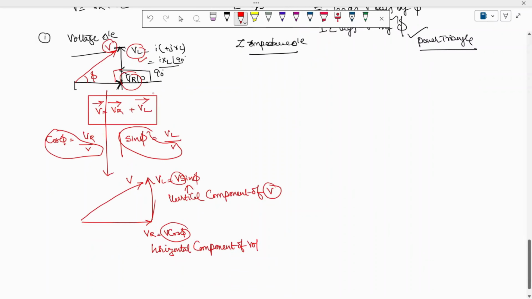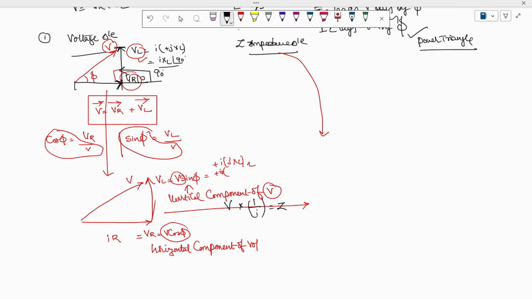So from this voltage triangle, we need to draw the impedance triangle. Okay. So VR I can write as I into R. VL I can write as plus I into J XL ohms. Okay. So from here, this is how to draw the impedance triangle. So this triangle you have to divide by I. Therefore, Z is equal to V into 1 by I, we are going to get Z. So divide all the sides by I, then you are going to get this triangle.